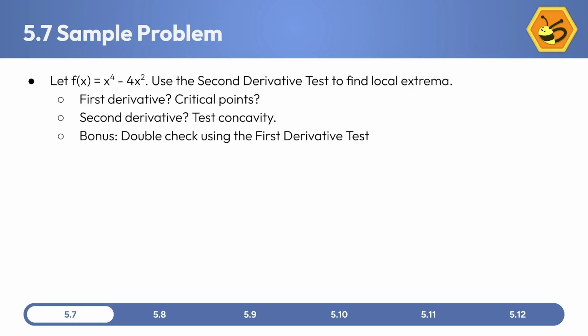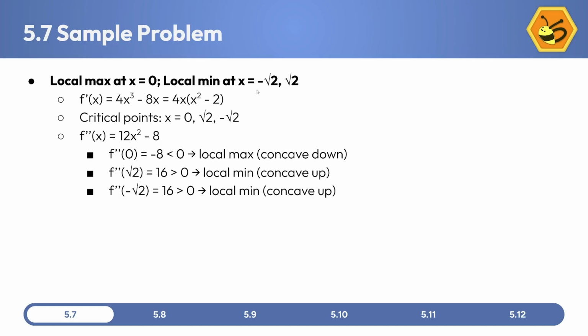Okay, I think that should be correct. I recall square root of 2. Even if it's not right, it should be close. So let's take a look at the solution together. We have a local max at 0 and a local min at both negative square root of 2 as well as square root of 2.